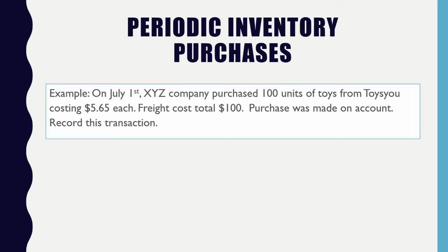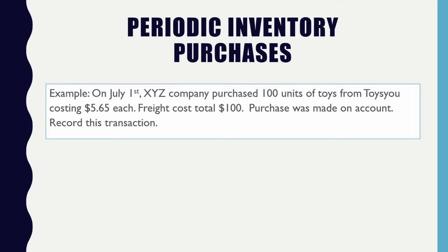Toys, okay? Which is going to cost you $5.65 each for one toy, right? Freight cost is going to give you a total of $100. The purchase was made on account, so therefore we are going to be owing this person money, okay?